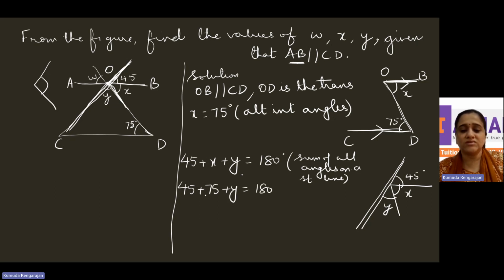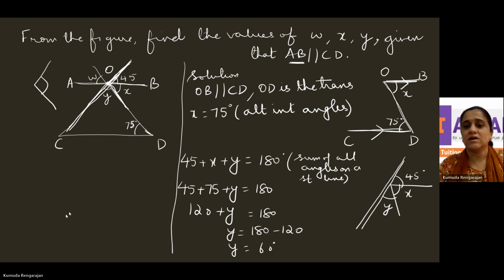So what is this? 75 plus 45? 120. 120 plus Y is equal to 180. So Y is equal to 180 minus 120. Y is equal to 60. So now we found Y. Y is 60. Now the next thing is to find W.